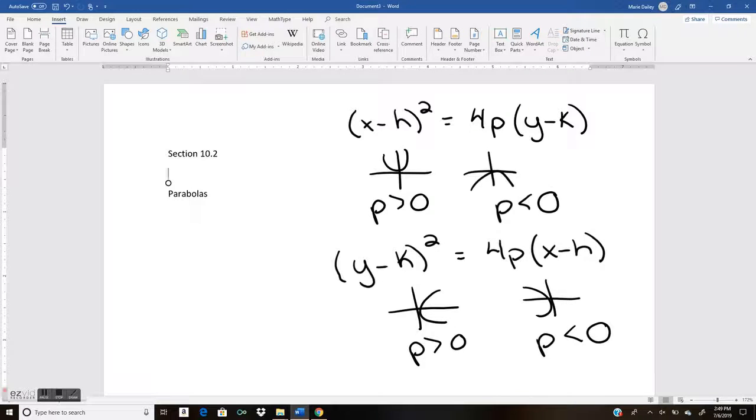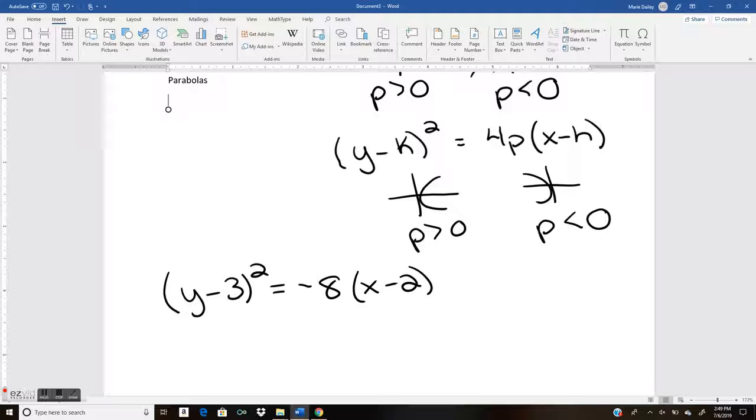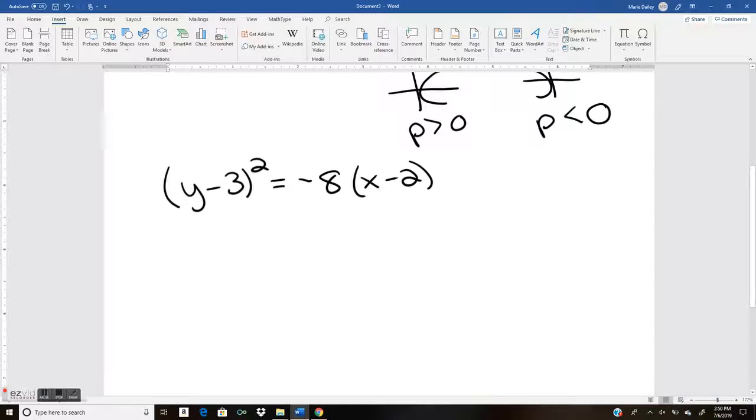Okay, so let's go ahead. I want to do one that opens side to side. So I want to do the graph of y minus 3 squared equals, let's say, negative 8 times x minus 2. Now from this we want to analyze it, which means we want to find the vertex, the focus, the latus rectum, and the directrix.